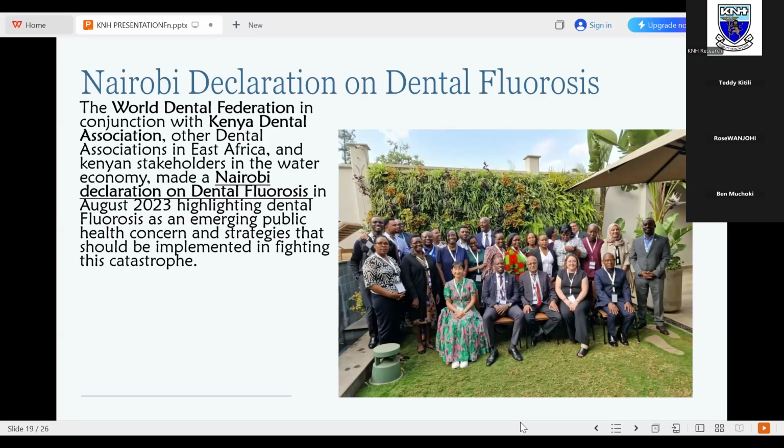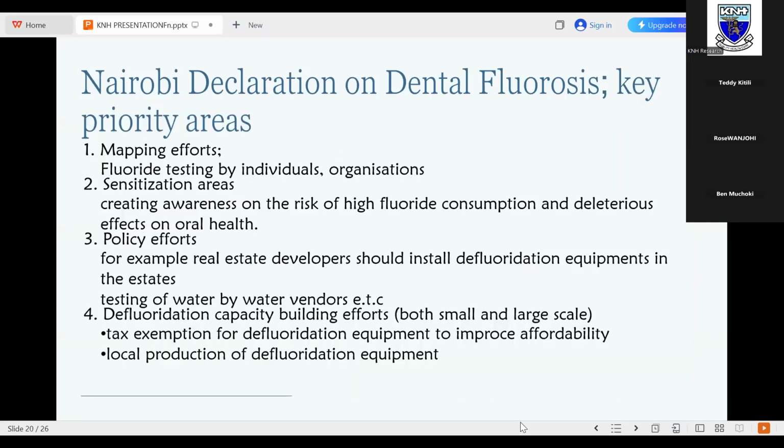So we are going to look at the details of the Nairobi Declaration on Dental Fluorosis. It emphasizes key priority areas that really need to be looked at. One is that you really cannot fight an enemy that you don't know. So we need to map fluoride and see where the fluoride is really high. We need to sensitize, creating awareness on high fluoride consumption and also the deleterious effects, not only to health but also to our bodies, the general health.